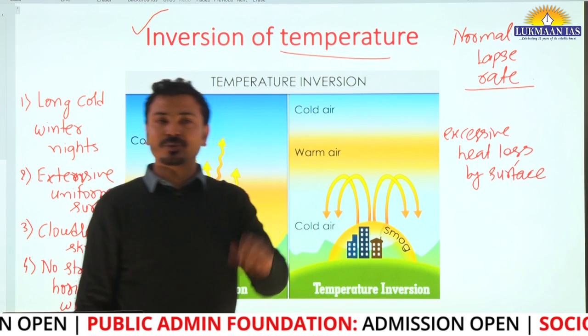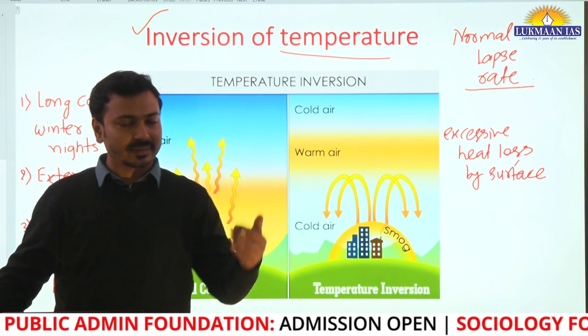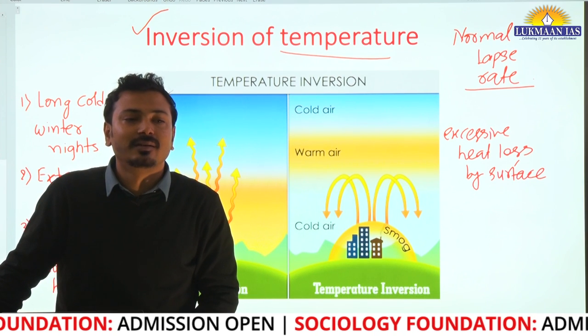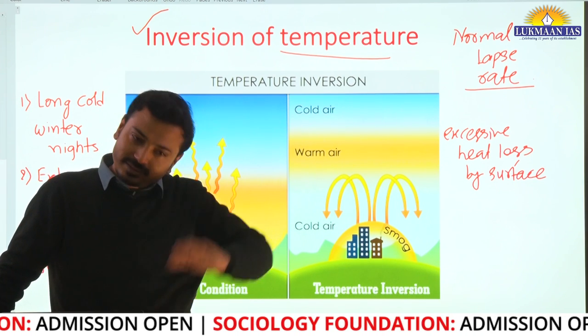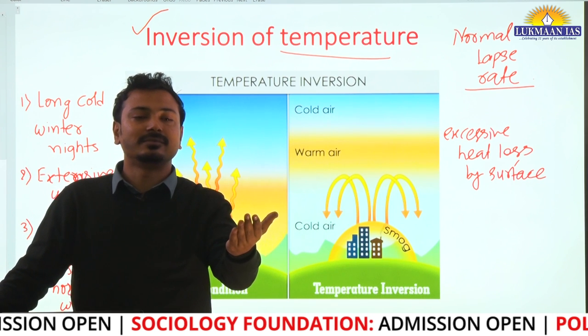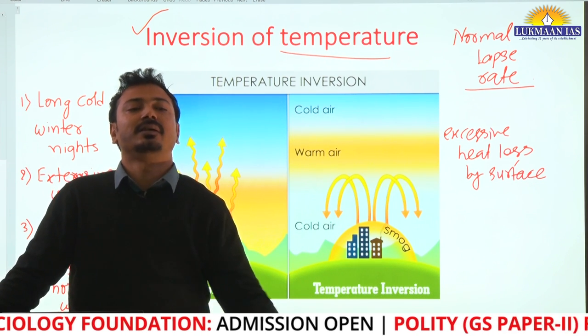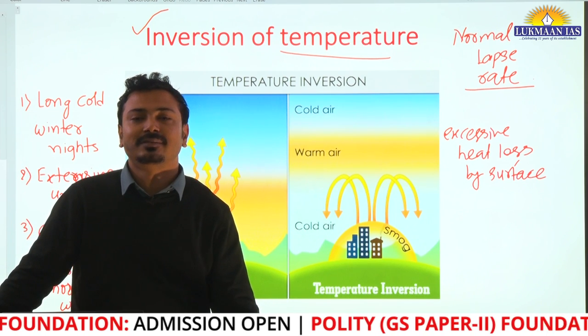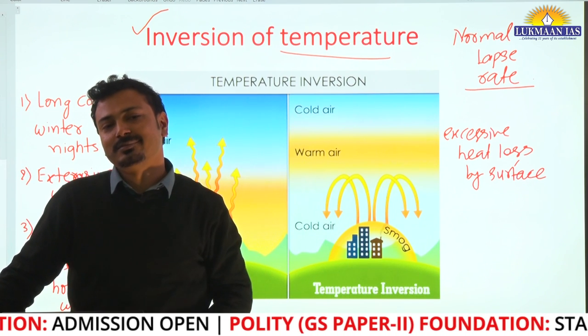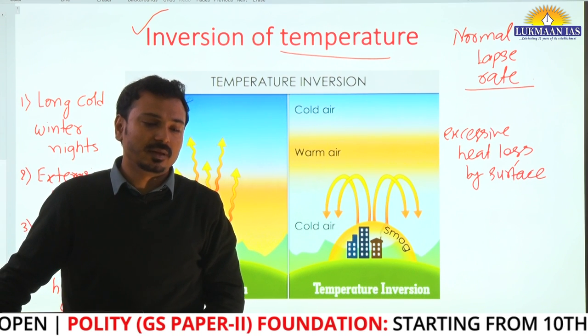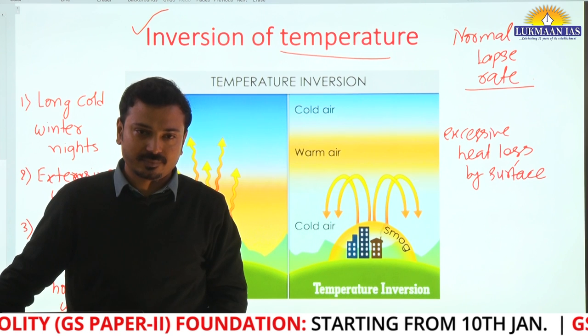This is a temporary phenomenon. The day starts, sunrise comes, and thereafter it reverses. Because during the day again the earth surface is getting heated, so of course there will be warmer air in touch with the earth surface. As you go up, it will become cool. This is how we observe the inversion of temperature.